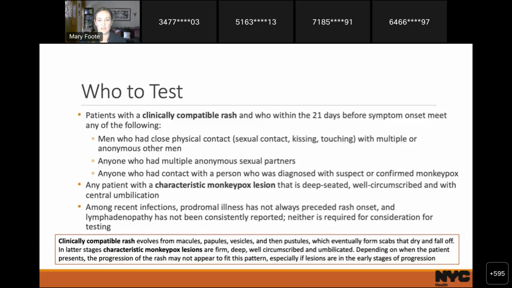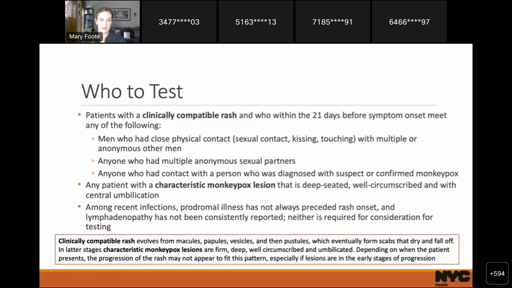Also, anyone with multiple anonymous sex partners, anyone who has contact with a person who had a known exposure to a confirmed or suspected monkeypox case. But also, since, of course, there is a risk for broader community transmission, anybody that does have a very characteristic monkeypox lesion, that deep-seated, well-circumscribed and with central umbilication, we would want to know about that to consider testing.